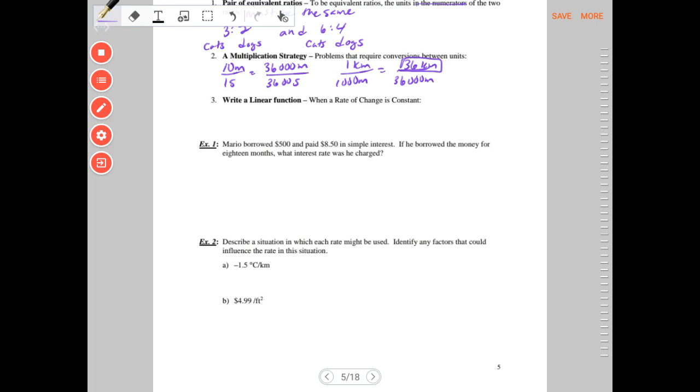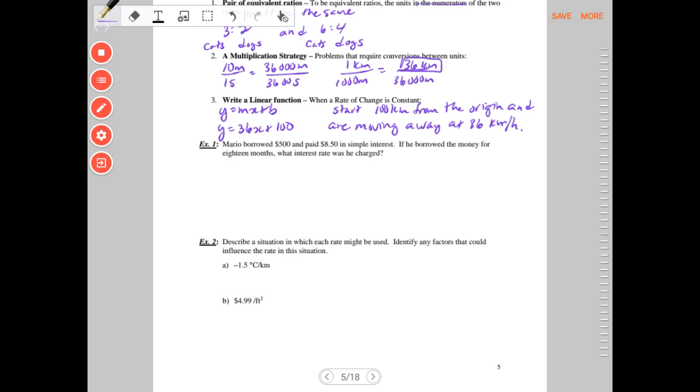We can also write a linear function, number 3, when a rate of change is constant. So y equals mx plus b. So let's say y is equal to 36x plus 100. Okay, so this would mean we'd start 100 kilometers from the origin, and are moving away at 36 kilometers per hour.